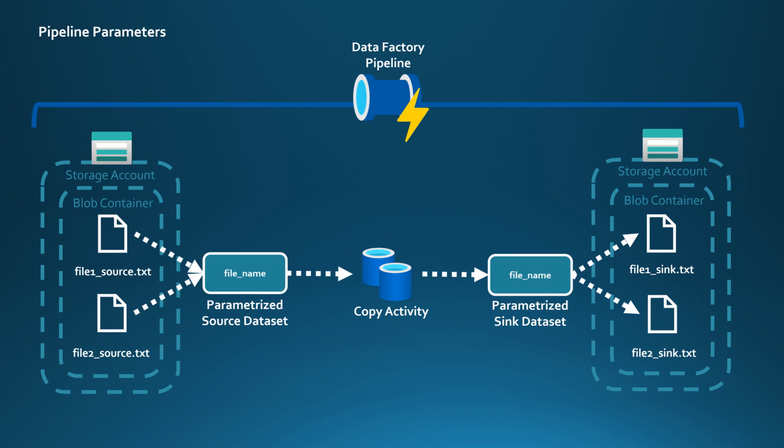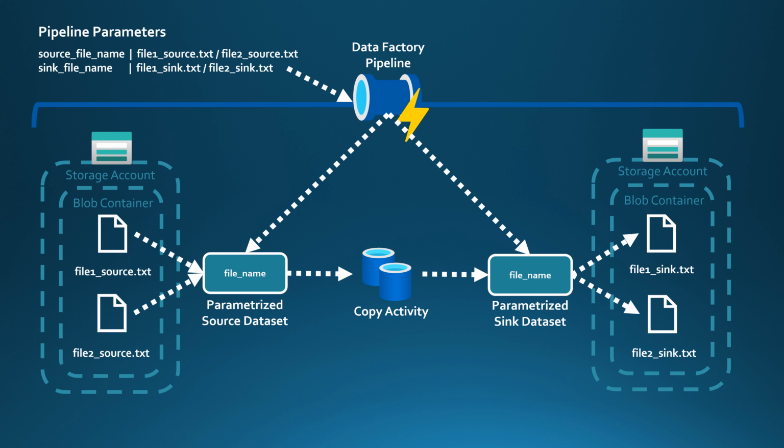So let's add source file name and sync file name as our pipeline level parameters to this pipeline. Now we can pass these parameters down to our pipeline, and from the pipeline we can pass these down to our copy activity and to the datasets. And now we can dynamically change the file that will be used as a source and the file that is used as a sync. And this way we can significantly reduce the amount of Data Factory objects like datasets that we have to create, and also the activities that we have to use.